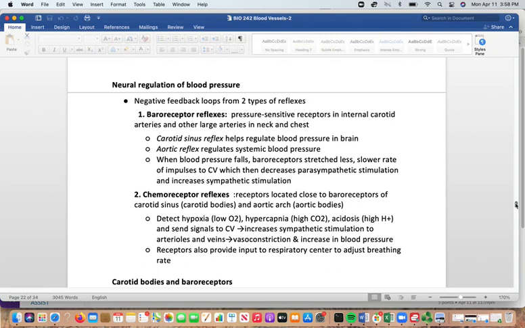The chemoreceptors, they're close to those baroreceptors in the carotid sinus and the aortic arch. So they're your carotid and aortic bodies. They're going to detect hypoxia, hypercapnia, and acidosis, and then send signals to the cardiovascular center to increase the sympathetic stimulation to the arterioles and veins. That will lead to vasoconstriction and increase the blood pressure. The receptors are also going to give input to the respiratory center so you can adjust breathing and the respiratory rate along with it. So it does have a tie-in with the respiratory system.